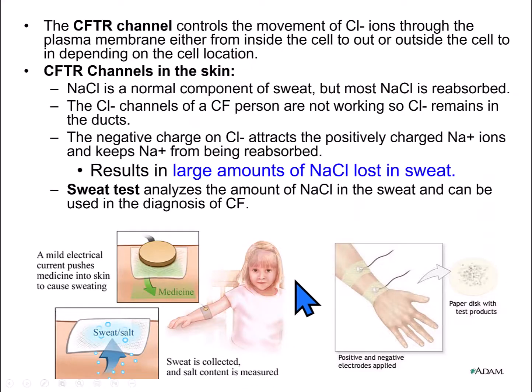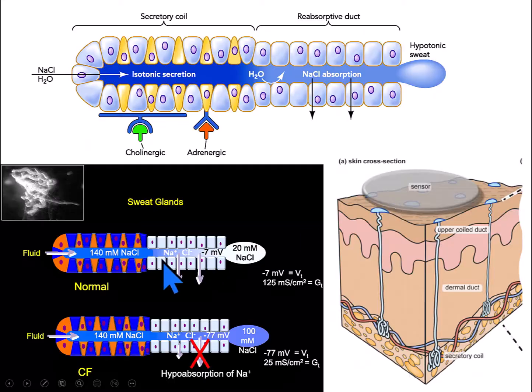The CFTR channel controls the movement of chloride ions through the plasma membrane, either from inside the cell to outside or outside the cell to inside, depending on the cell location. Now what we were just going over with these sweat glands, it was from outside the cells to inside the cells, because the sweat was in the ducts. But what we're going to see later on, when we're talking about the lungs and the pancreas, it's going to be the movement of sodium chloride from inside the cell to outside the cell.